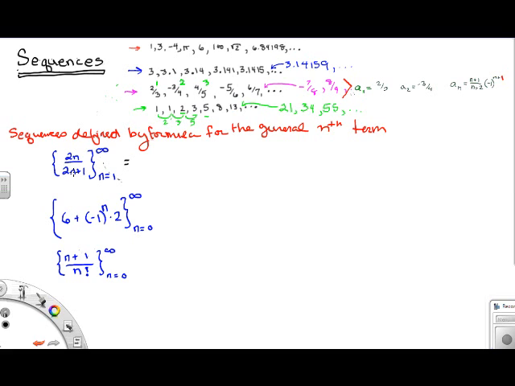When I plug in 1, I get 2 over 3, right? When I plug in 2, the next number, I get 4 over 5. When I plug in 3, the next number, I get 6 over 7, right?